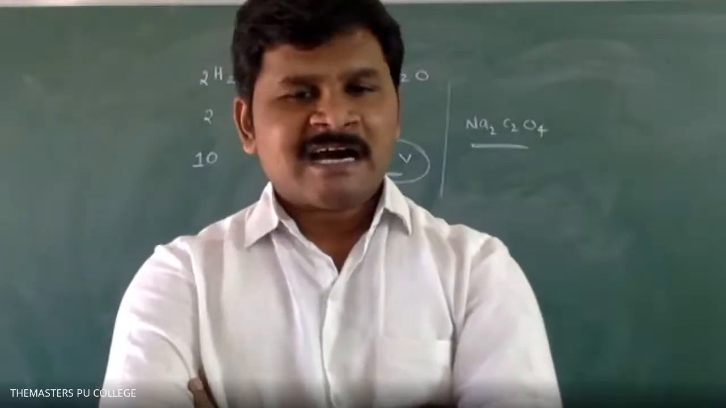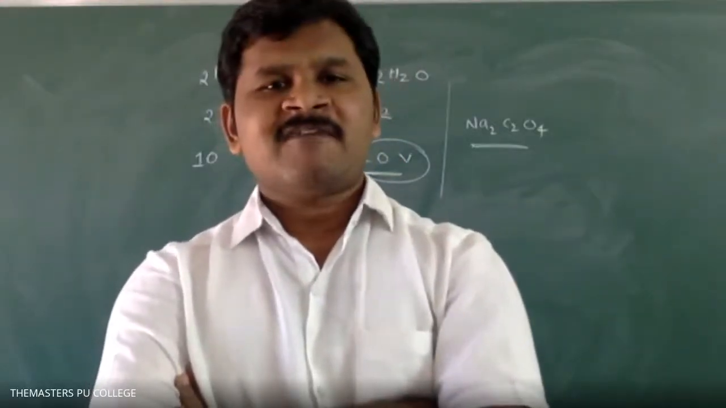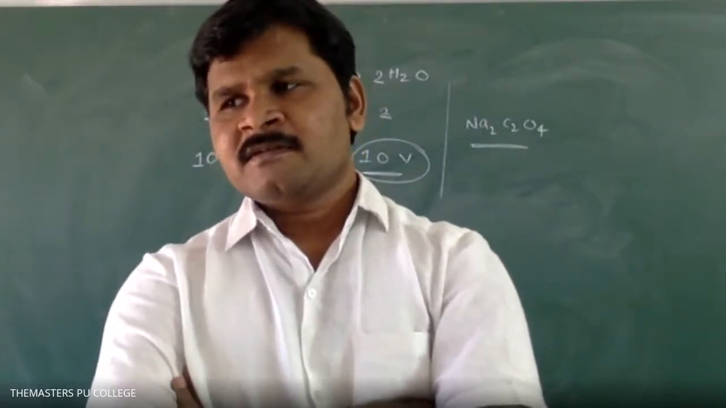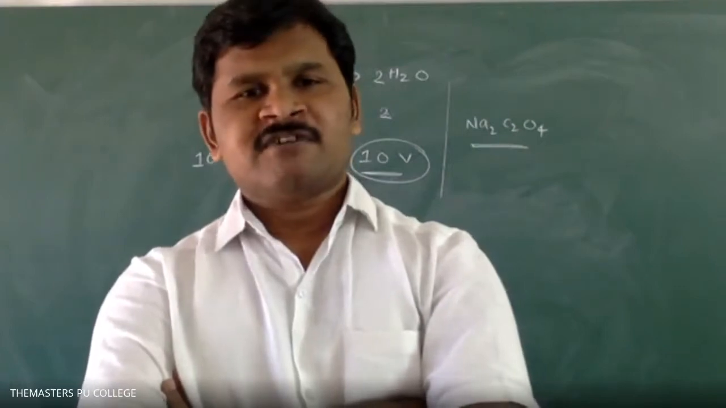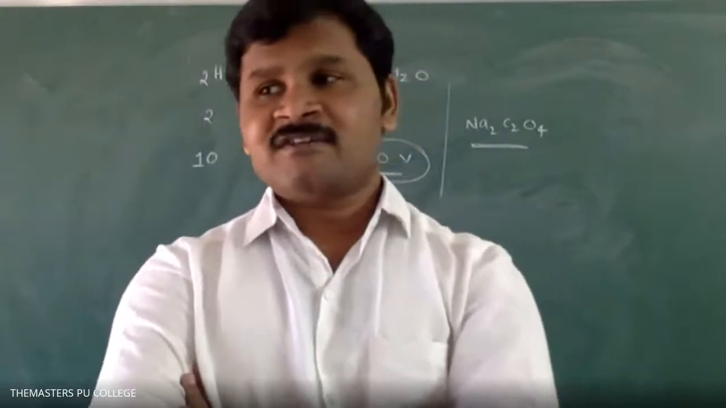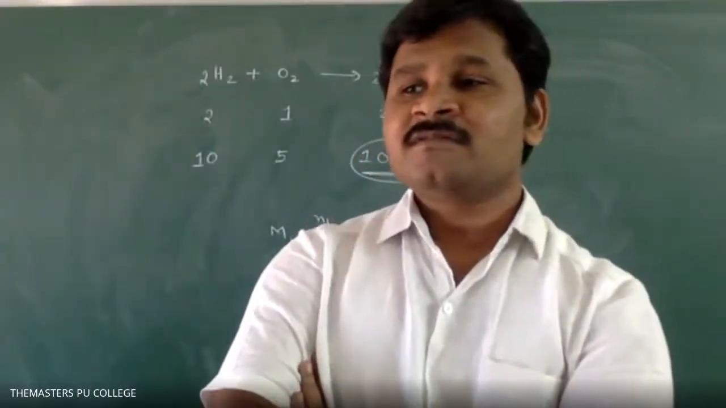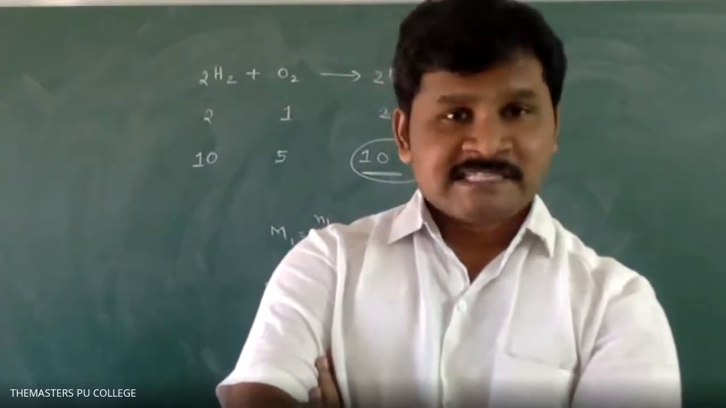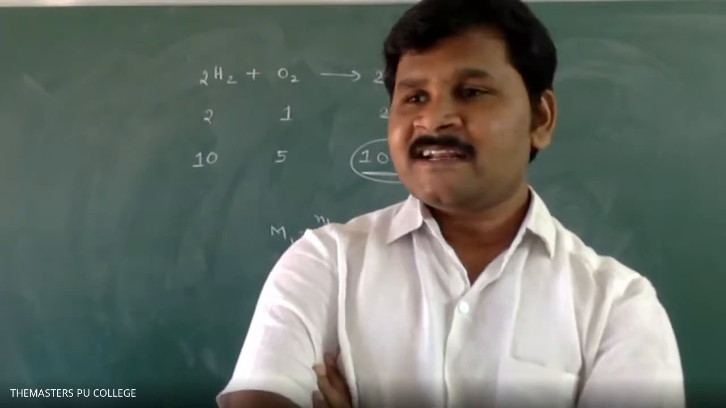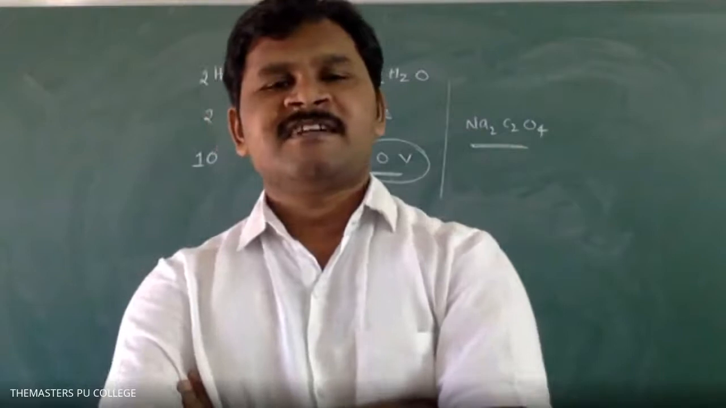So all are acids. The formula for final normality, NF, is equal to N1 V1 plus N2 V2 plus N3 V3 divided by 1 liter, that is 1000 ml. Why 1000 ml? Look at the question: it says make up to 1 liter. So that's why N1 V1 plus N2 V2 plus N3 V3 divided by 1000 ml.